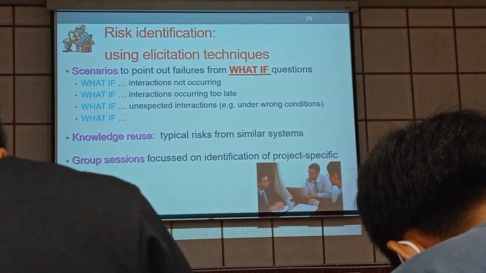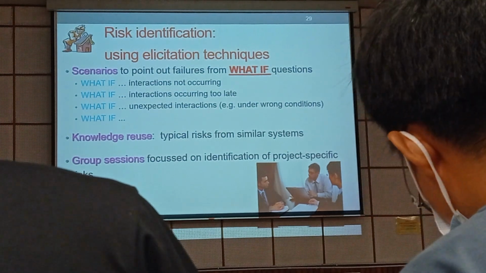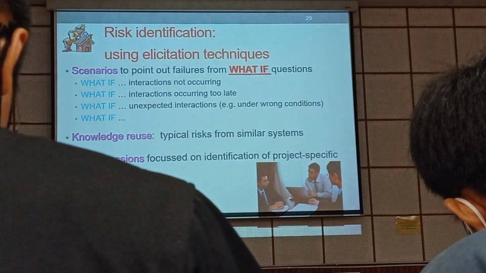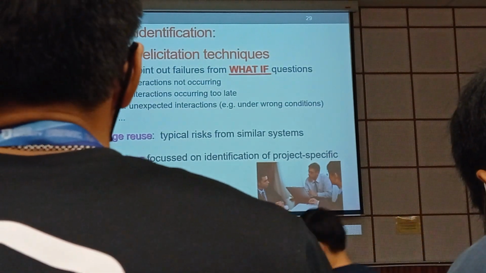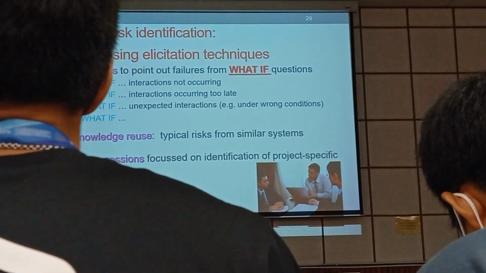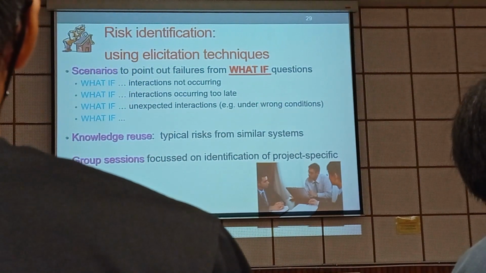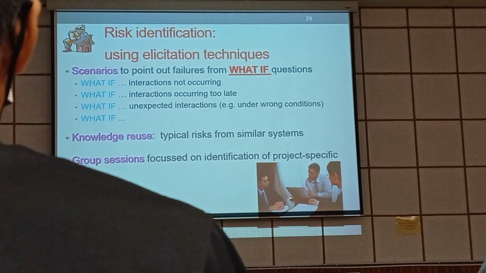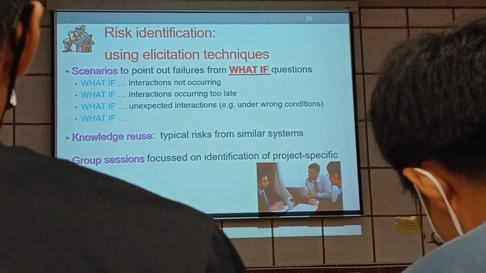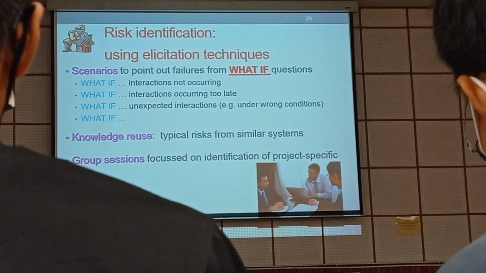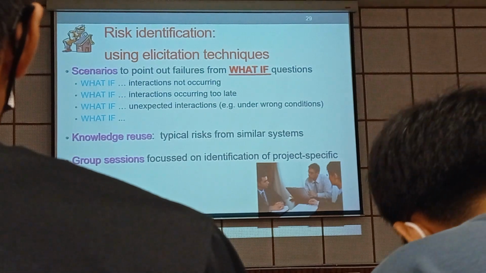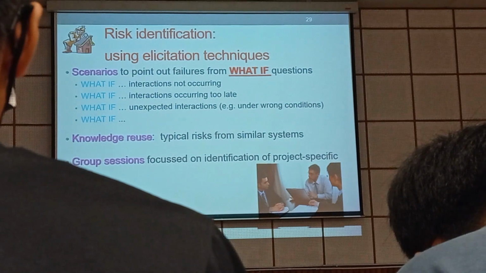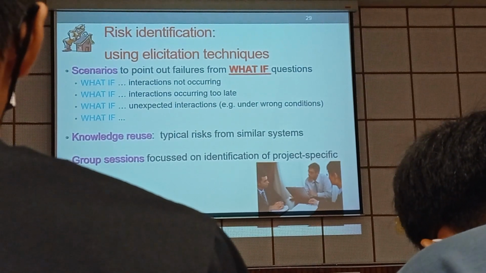You can also identify risk based on knowledge reuse. What is knowledge reuse? In the past, have you done any project like this? In the past, have you come across any risk? Use the knowledge back. So you already identified the risk in the previous project, right? You can reuse the risks that you have identified in the previous project. Then the third one, group session. You can invite different parties, different stakeholders, sit together and try to discuss all the possible risks that might happen for this project. These are the ways you can come up with the risk.